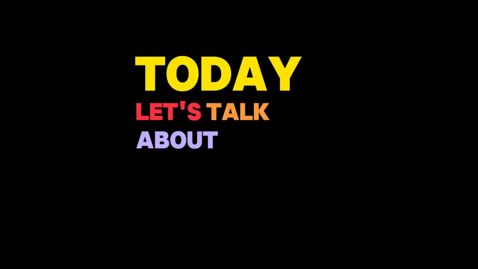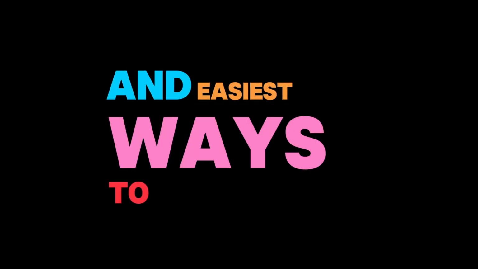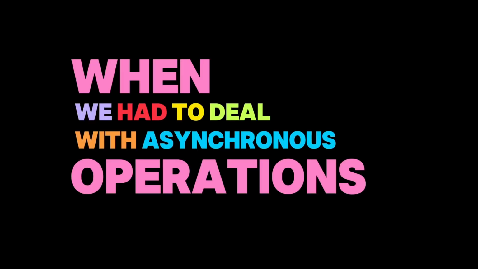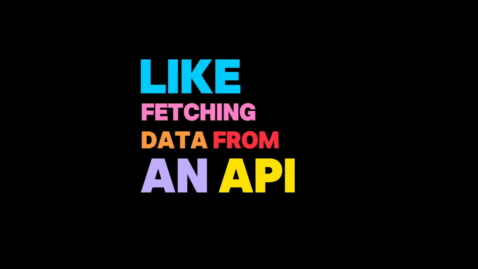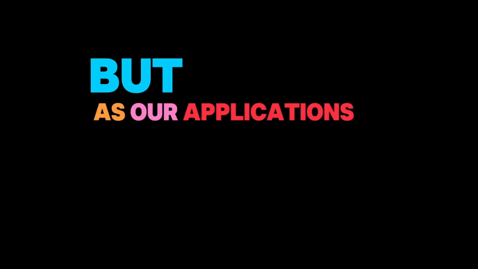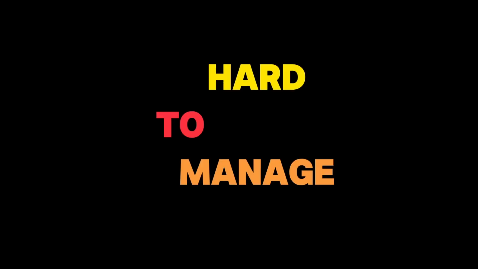Today, let's talk about one of the most modern and easiest ways to handle asynchronous tasks in JavaScript: async and await. In the past, when we had to deal with asynchronous operations like fetching data from an API or waiting for a response from a database, we used callbacks or chain .then methods. But as our applications became more complex, those older methods became messy and hard to manage. That's where async and await come in.